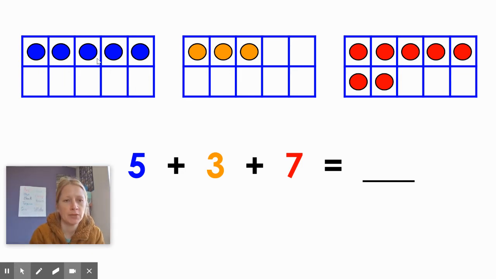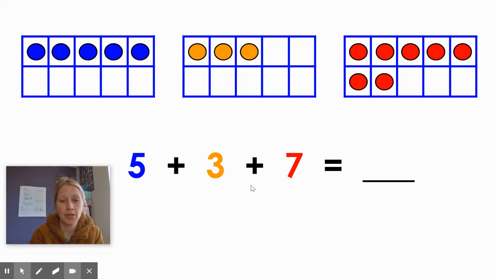All right, here I have 1, 2, 3, 4, 5. Well, could I put my 3 over in my 10 frame with my 5? Would that make 10? It wouldn't, right? Because I would have 1, 2, 3, 4, 5, 6, 7, 8. So I can't use 5 and 3. And I know I can't use 5 and 7 because that would be more than 10.